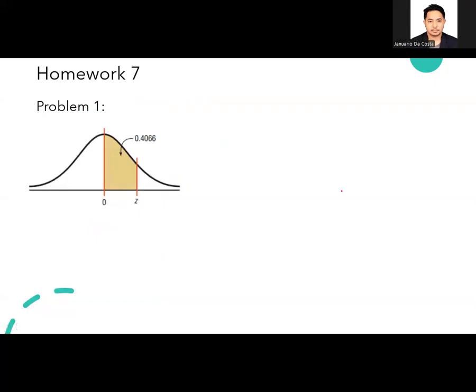Problem number 1 states that you want to find the probability of the shaded area. From this figure, you know that this area over here, the area under this curve, has a value of 0.4066.